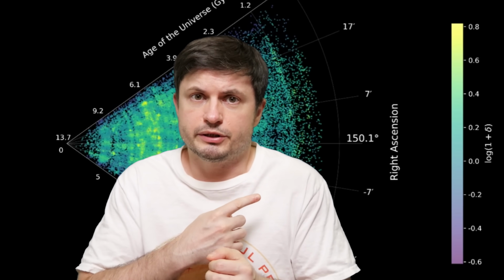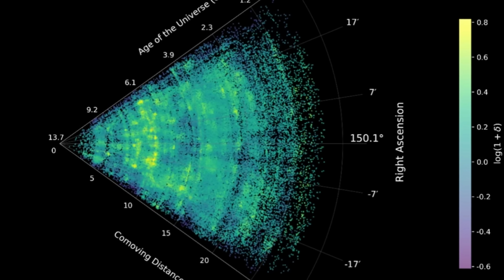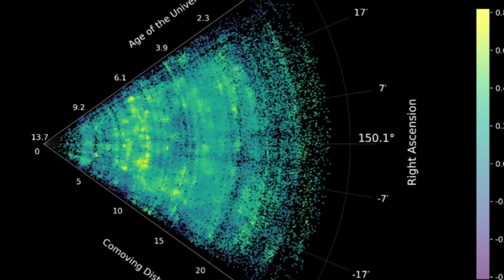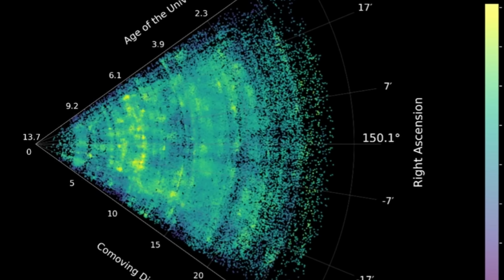But then by combining each of these observations and sort of mapping them out, as you see in this image, it allows us to see the overall concentration of galaxies from some of the more recent discoveries all the way back to approximately 13.5 billion years ago.